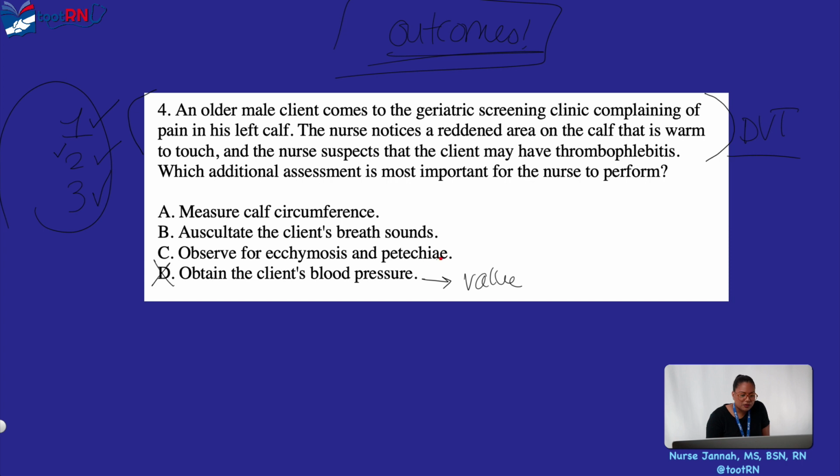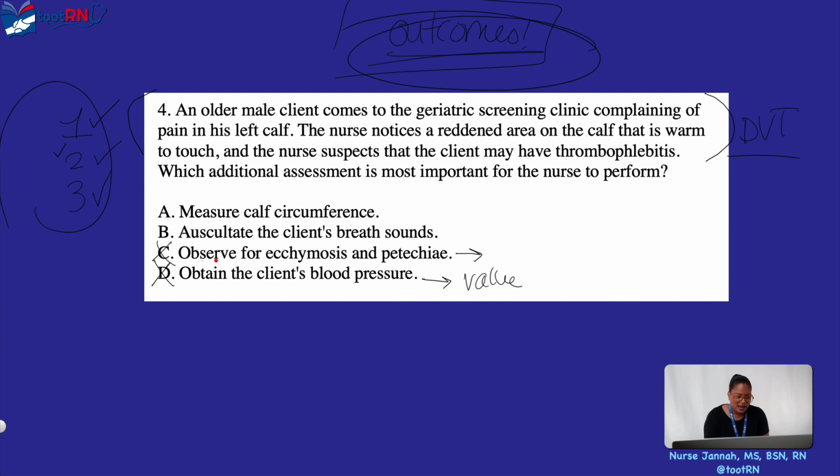C says, observe for ecchymosis and petechiae. Okay? Outcome-oriented thinking tells me, nurse, that when you look at an answer, that you're going to choose it, you have to think about what the outcome's going to be, meaning what's the end result going to be of what you chose to do, what you chose in the question. So if I do this, if I observe for ecchymosis and petechiae, what am I going to get? Nothing, right? I'm going to look. I'm just looking at the client to see if there's any of this present. Any ecchymosis, any petechiae.